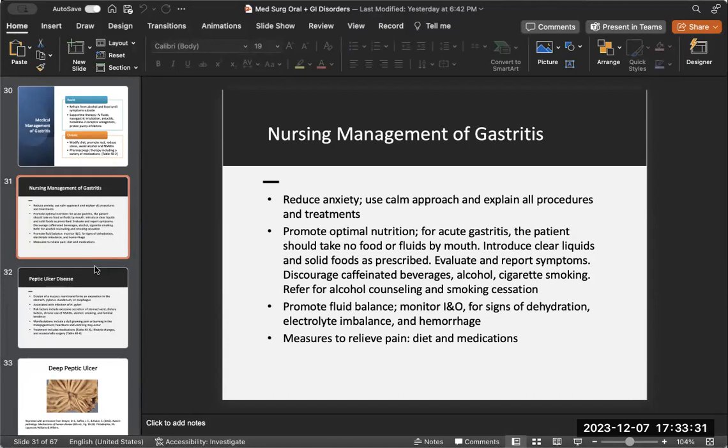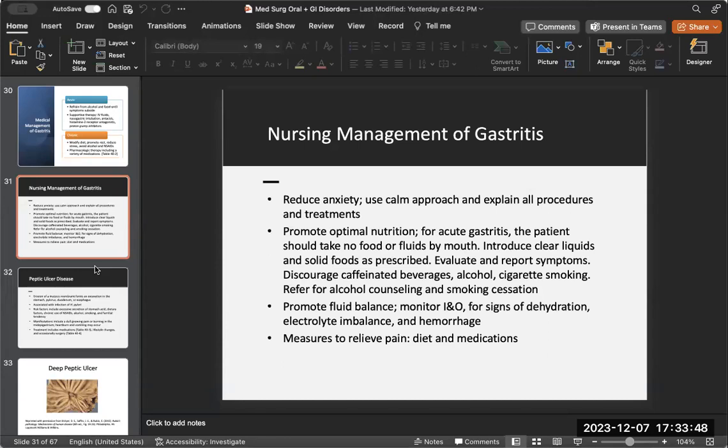Monitor I's and O's, look for signs of dehydration. All of these GI disorders, you have risk for dehydration. So you need to look for those signs, right? Are they having electrolyte imbalances? Is their skin turgor not so good? Are they having a prolonged capillary refill?